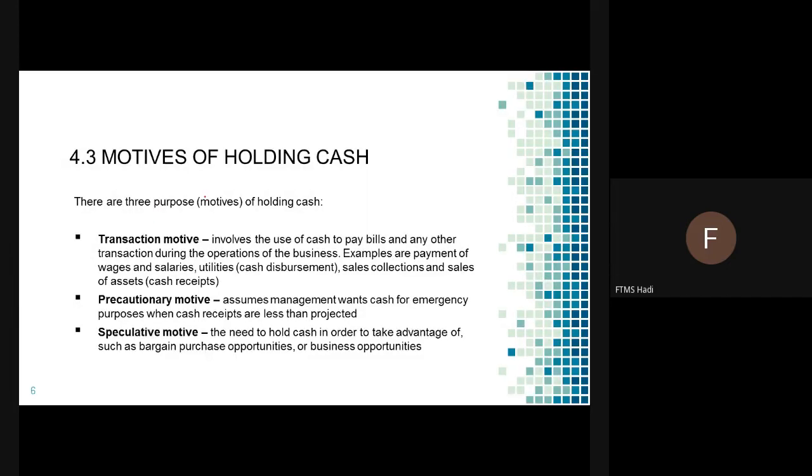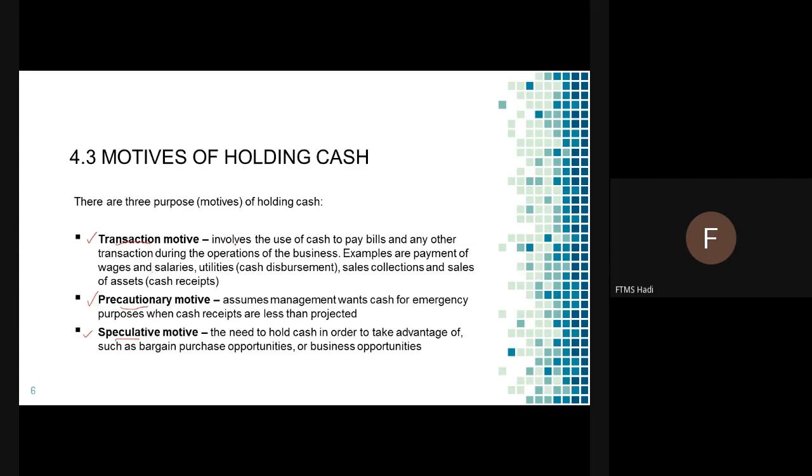Okay, motives of holding cash. We're talking about why companies hold cash, what kind of motives companies or individuals have in terms of holding cash. There are three motives. The first one is the transaction motive, the second is precautionary, and the third is speculative. Let's differentiate between those three by looking at these words: transaction, precautionary, and speculative.